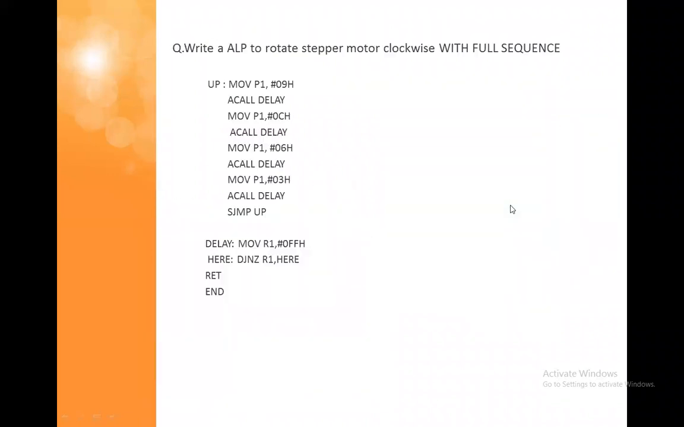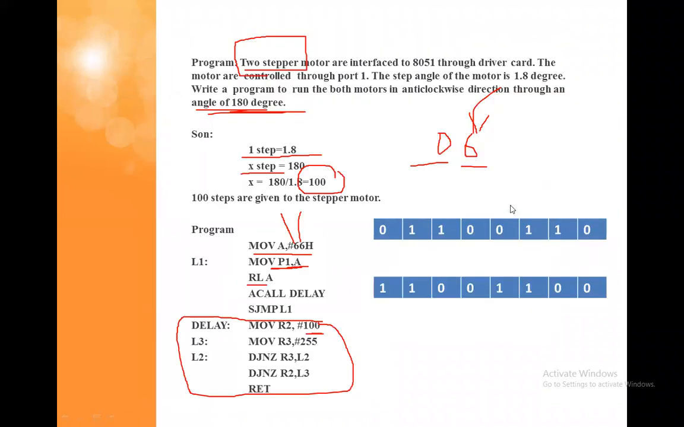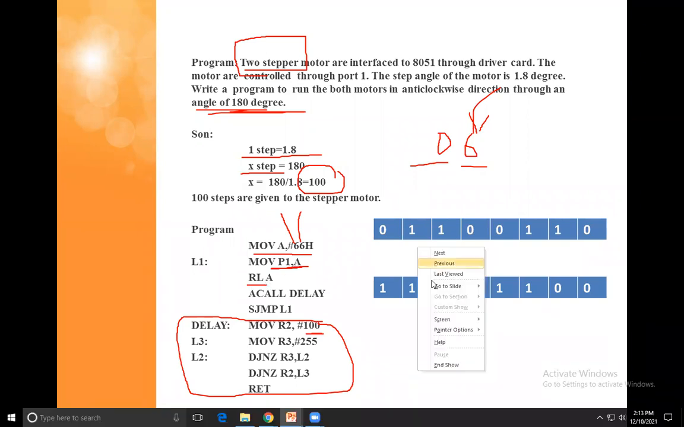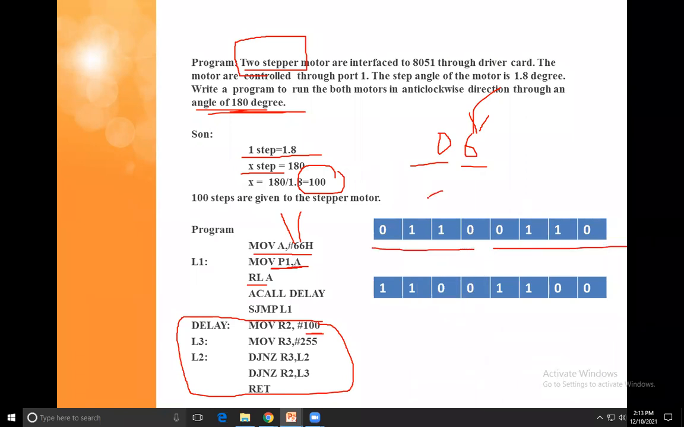So how do you get the C value? You will get the C value like this. When you rotate left A, see, that's why I'm writing here. Here is the value of 66. This is the 6 and this is the 6. When you rotate left, this one will come to here, this one comes to here, this 0 is coming here, this one is coming here, and this 0 is here. And again, this 0 will go to here.